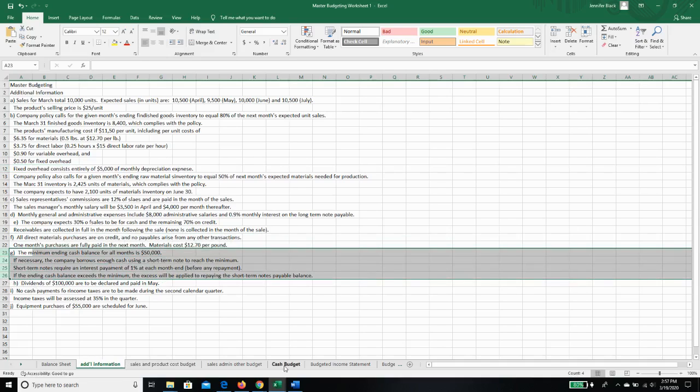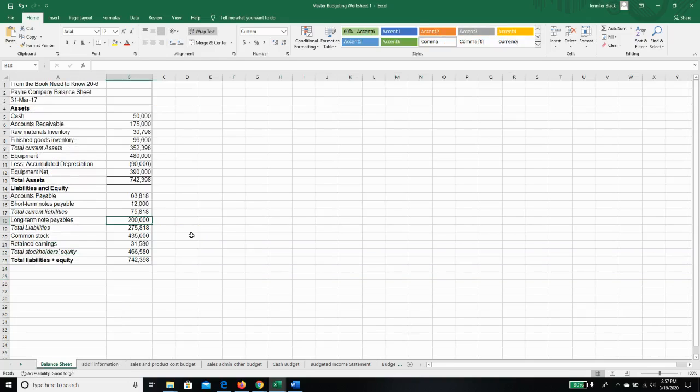G, it says the minimum ending cash balance for all months is $50,000. If necessary, the company borrows enough cash using a short-term note to reach the minimum. Okay, so that means if we have less than $50,000, we're going to borrow on a short-term note payable to get ourselves up to $50,000. And our short-term notes require an interest payment of 1% at each month end before any repayment. And then if the ending cash balance exceeds the minimum, the excess will be applied to repaying the short-term notes payable balance.